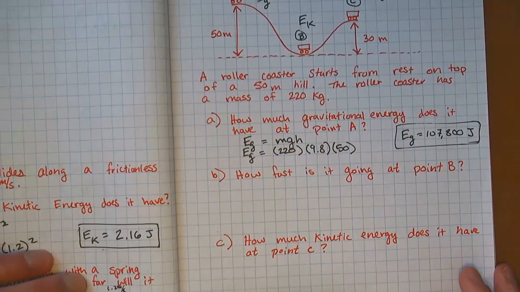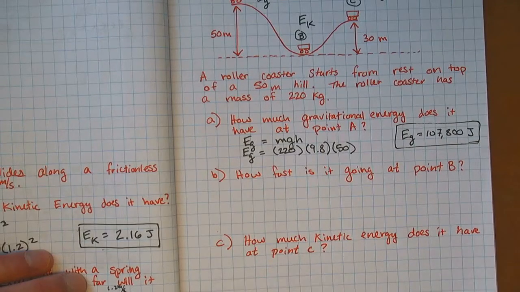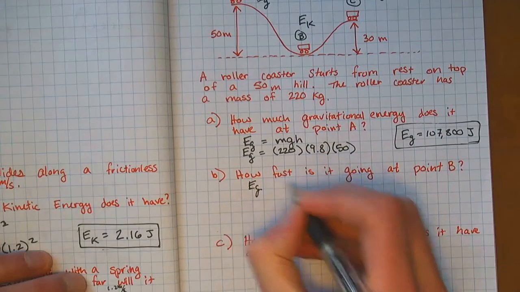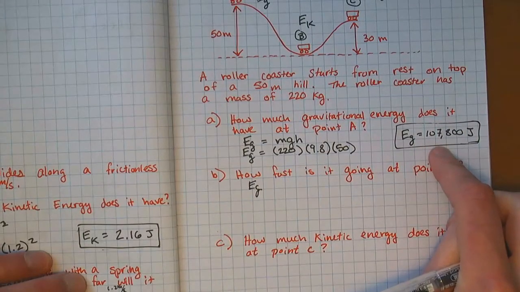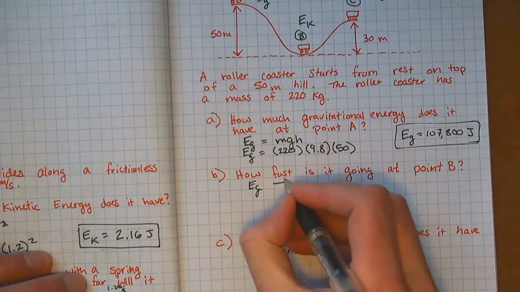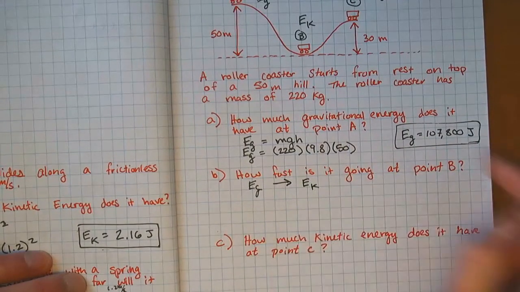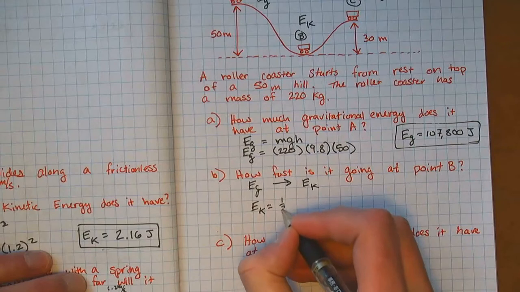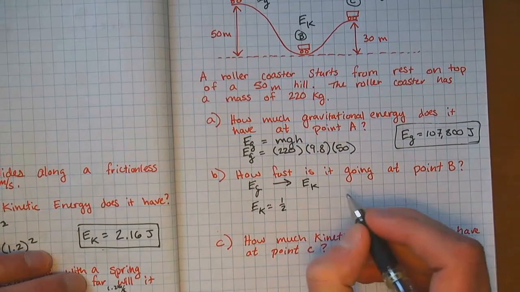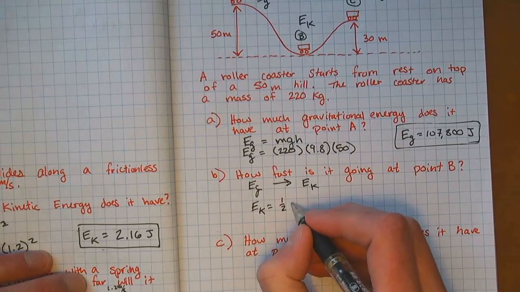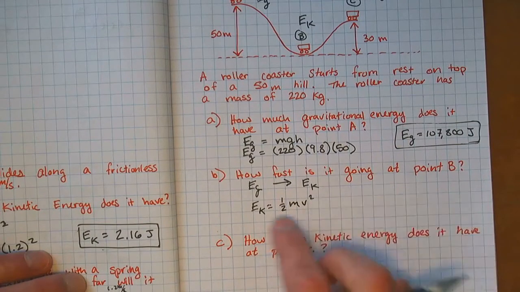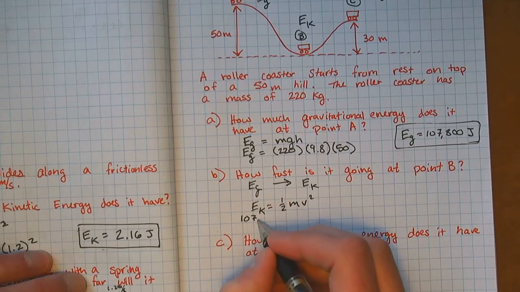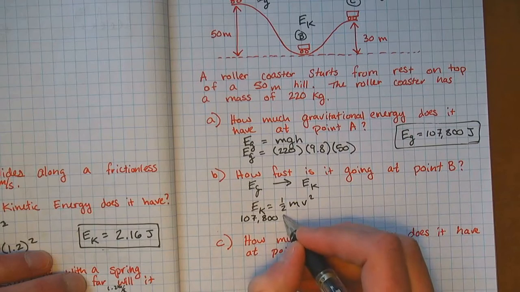Take a look at the next one. How fast is it going at point B? Let's think about what's happened here. At point B, all of the gravitational energy we had, 107,800 joules, has turned into kinetic energy. So now I have 107,800 joules worth of kinetic energy.